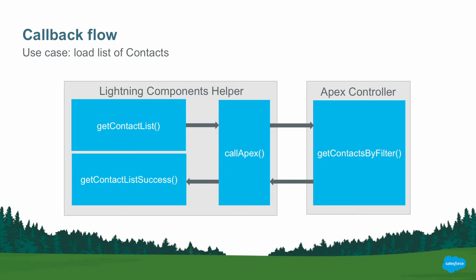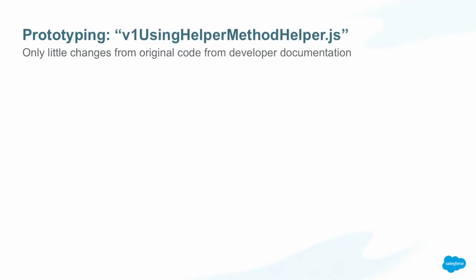Remember, I cannot process it directly here in the callApex part because you do not know what data. When you want to be more generic, you cannot know about your data in the callApex part. You should be in a separate named part, and I called it getContactListSuccess. So this is the general flow about what I thought could solve this problem. Let's jump into code.